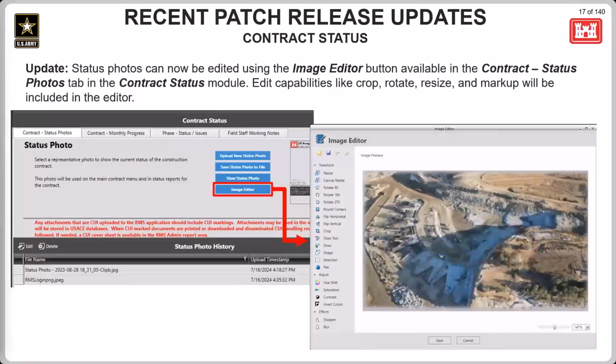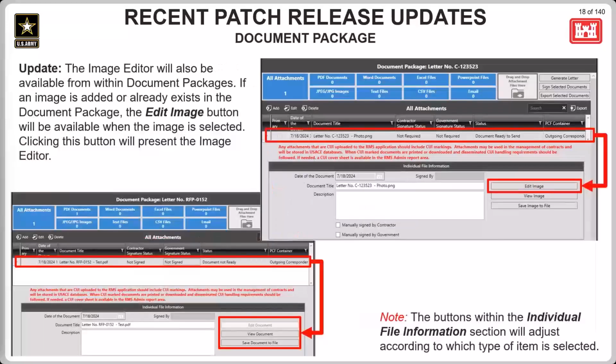Another update that was made for photos in a contract in RMS was for the contract status module in the contract status photos tab. A new image editor button has been added here to allow the editing of the current status photo. In this area, that can only be performed on the current status photo set. After clicking on the button, the image editor window will come up and you'll be presented with a bunch of options for editing the image selected.